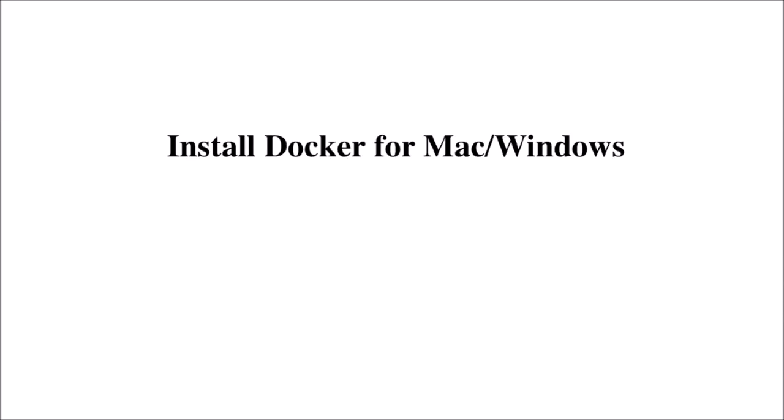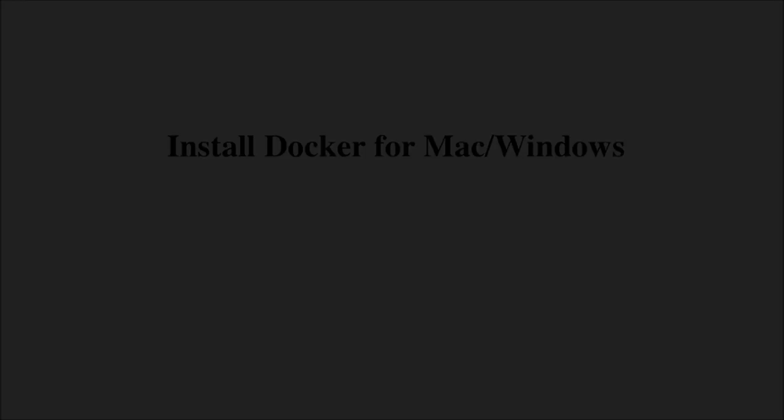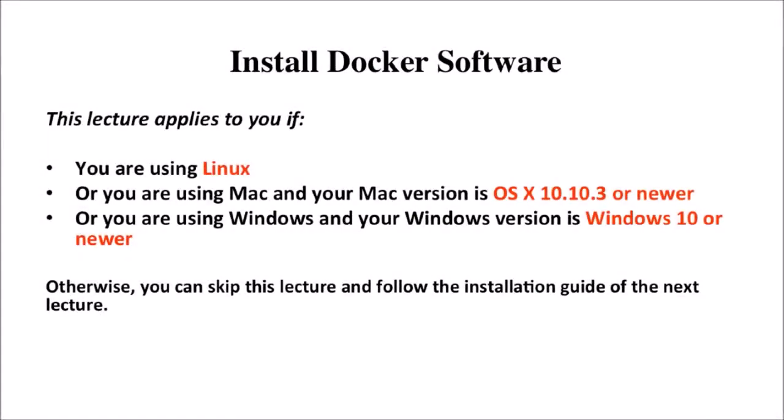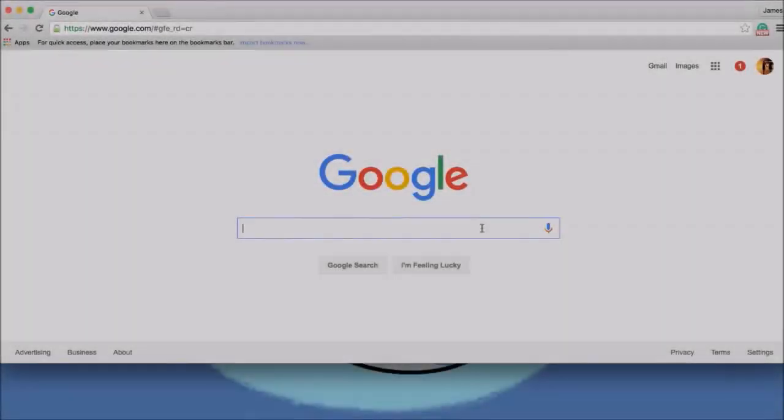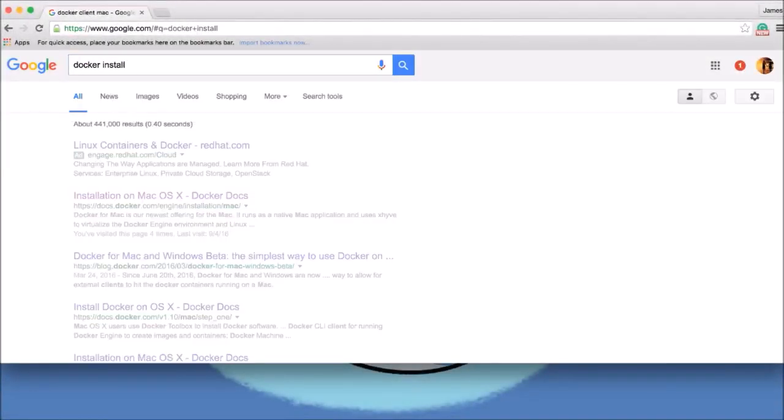Let's get started on installing Docker on our local machine. This lecture applies to you if you're using Linux, or you're using Mac and your Mac version is OS X 10.10.3 or newer, or you're using Windows and your Windows version is Windows 10 or newer. Otherwise, you can skip this lecture and follow the instructions of the next lecture to install Docker Toolbox on your local machine. Here we Google Docker install.